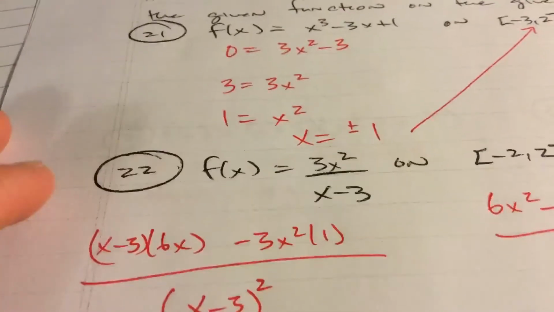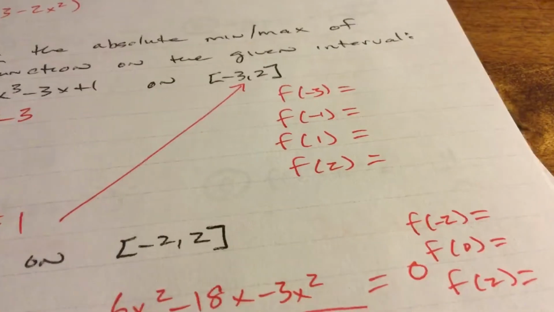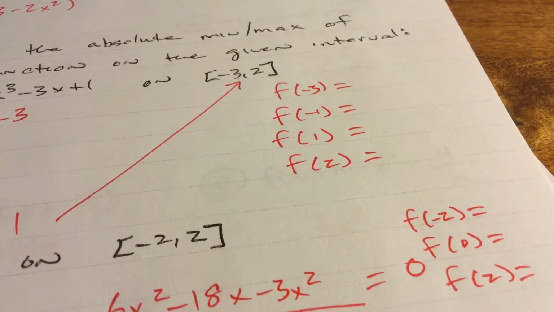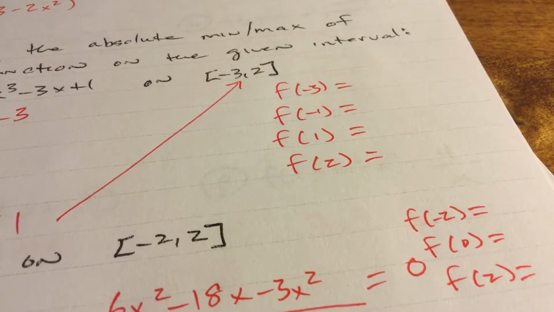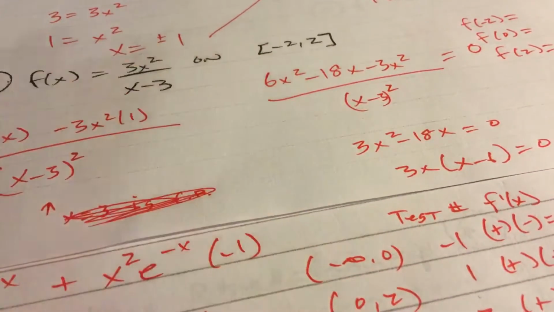Find the absolute min or max, pretty much. So you take the derivative, set it equal to 0. Plus or minus 1 is in the interval. So figure out which is the biggest value and which is the smallest value. All right, I'll help you out here. A critical value would be when the derivative is undefined, but 3 is outside that interval. We're not going to use it.